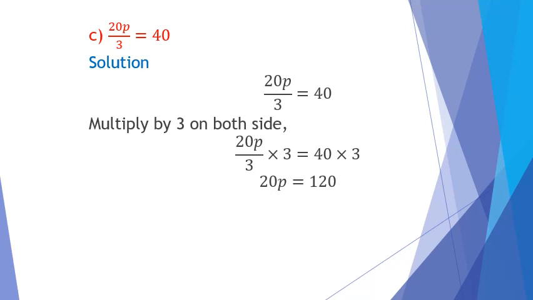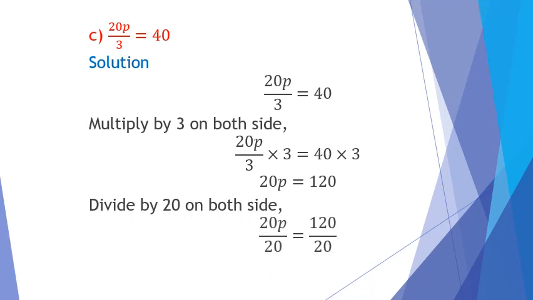Now we separate p and 20. So to separate p from 20p, you have to divide by 20 on both sides. So we get 20p upon 20 equal to 120 upon 20. After cancelling, we get p equal to 6. So p equal to 6 is the solution.